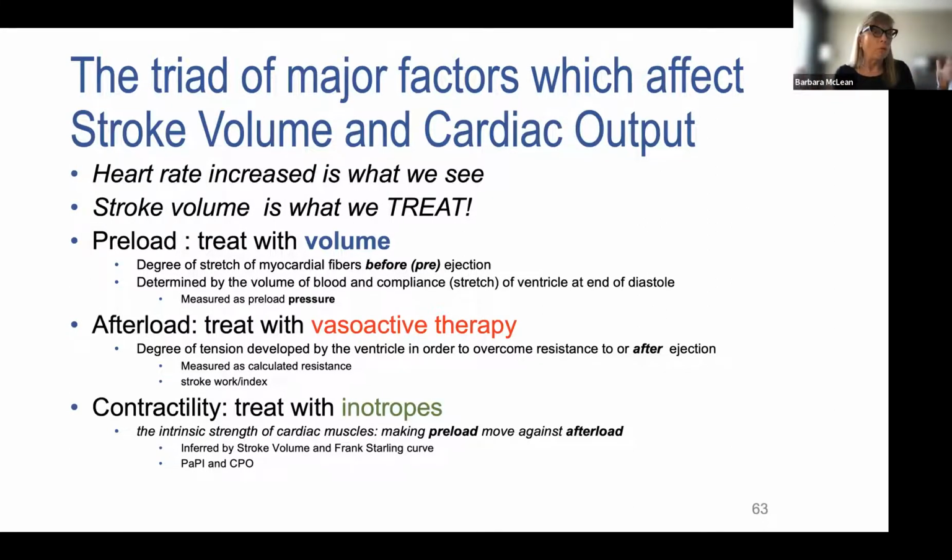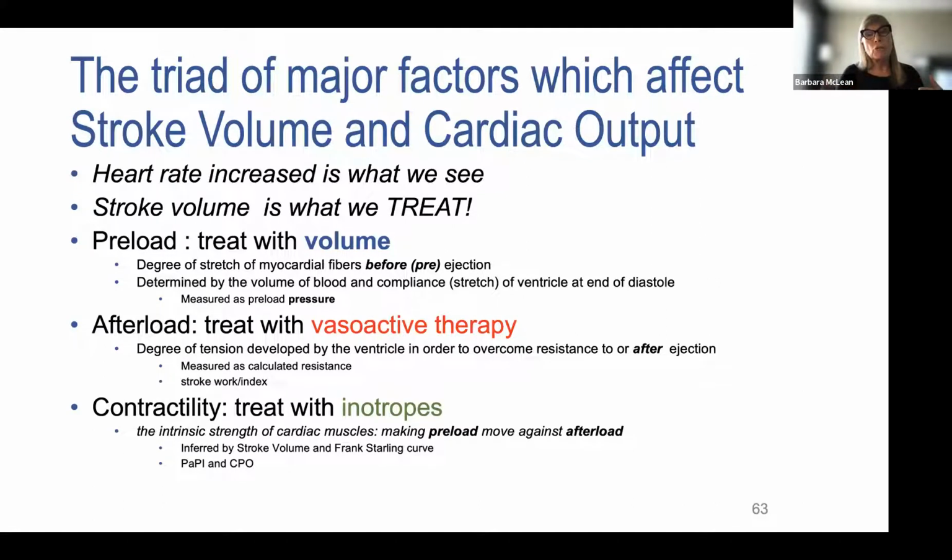inotropes. Now, when giving a patient an inotrope, I think it's essential in all critical patients, but particularly here, you must have a way to look at stroke volume. As I give you an inotrope, I expect your stroke volume to go up. That means you become more efficient. So I'm really going to look at contractility and stroke volume as a simultaneous measurement.